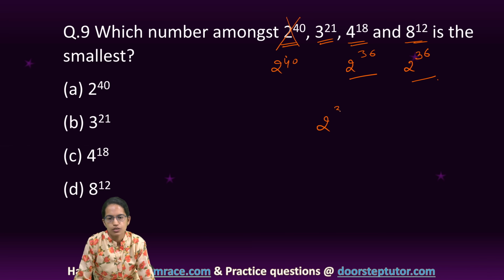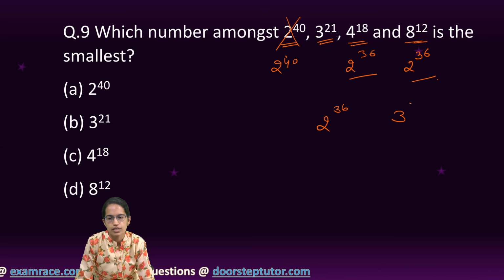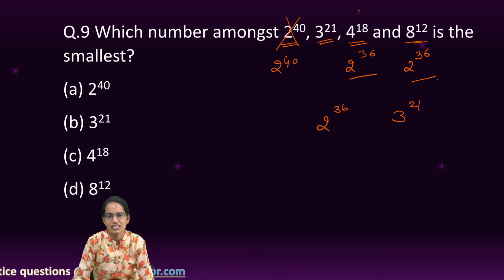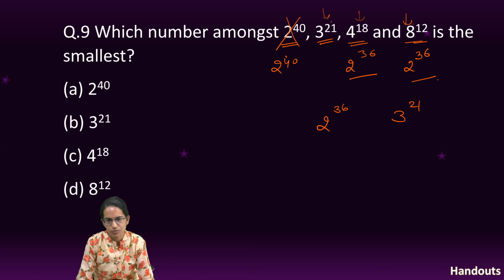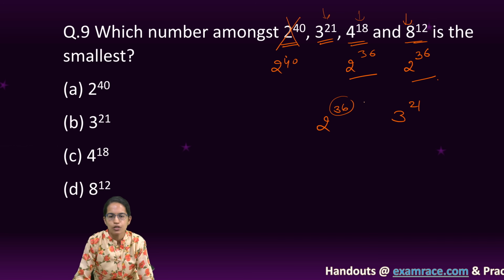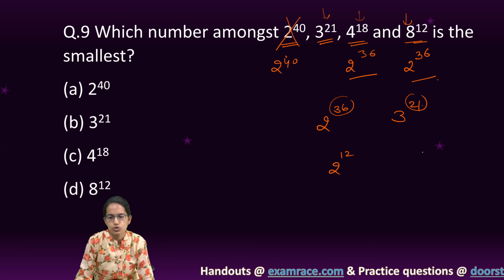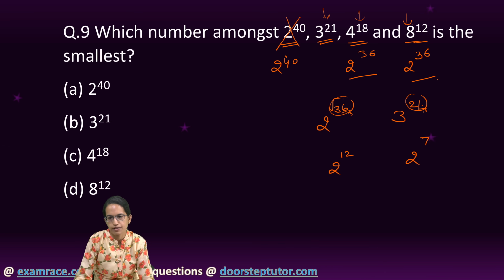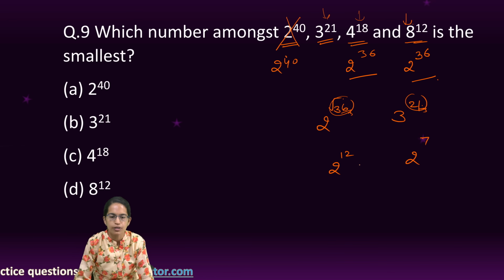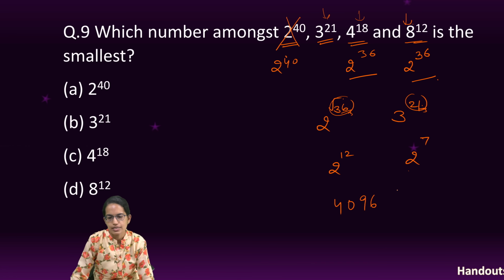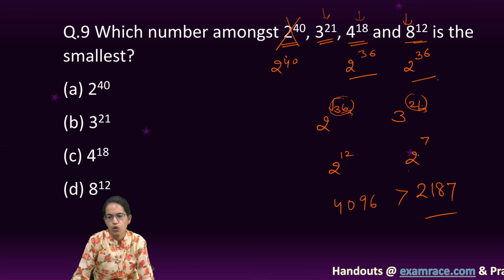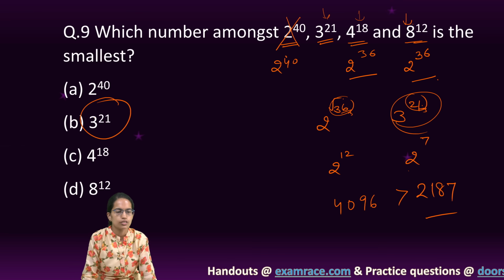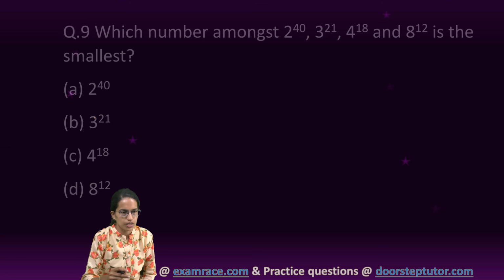Now we have to find out whether 2 raised to 36 is small or 3 raised to 21 is small. Even by simple logic, we can say both of them have 2 raised to 36. So two of them cannot be the smallest. So obviously this would be smallest. But let's do another logic. I take the cube root of the powers. So this becomes 2 raised to 12 and this becomes 2 raised to 7. Cube root of that is dividing by 3, that's 1/3. So you have 2 raised to 12 and 2 raised to 7, that is 4096 is greater than 2187. Therefore this number is the smallest number. So 3 raised to 21 would be the smallest number from the given choices.